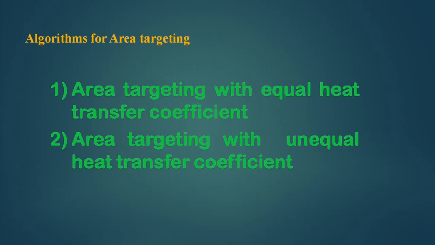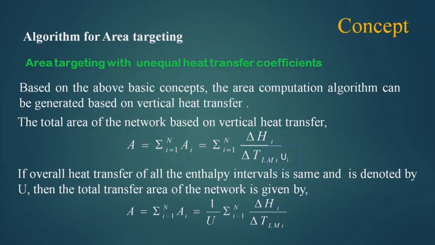Now, there are two types of algorithms which are available for area targeting. The first algorithm is area targeting with equal heat transfer coefficient, which is comparatively simple, and the second algorithm is area targeting with unequal heat transfer coefficient. The topic of this lecture is area targeting with unequal heat transfer coefficient. Let us see the algorithm of area targeting when the streams have unequal heat transfer coefficient.